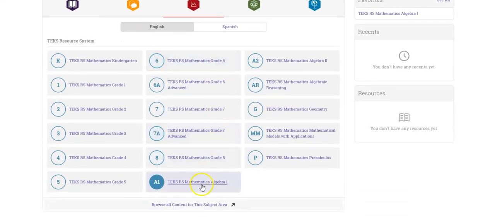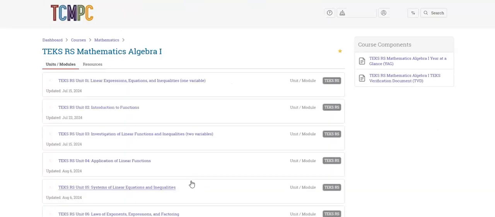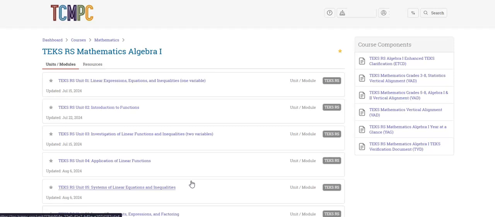I'm just going to use my standard Algebra 1 as demo today because that's what I teach. But remember, all of this is the exact same no matter what content or what grade level you are teaching. So the TEKS clarification document is located right here on the right hand side. You can also find this within any of the units or under the resource tab, but this is the easiest way to access it.